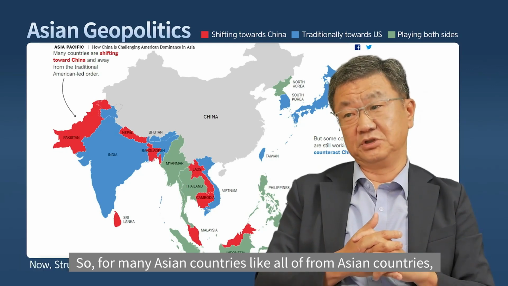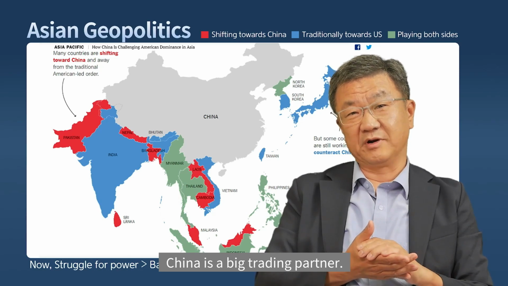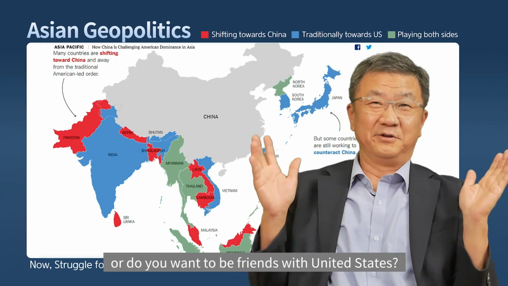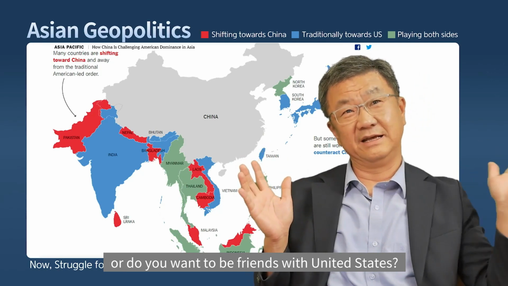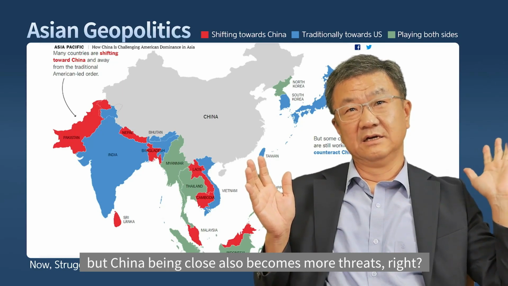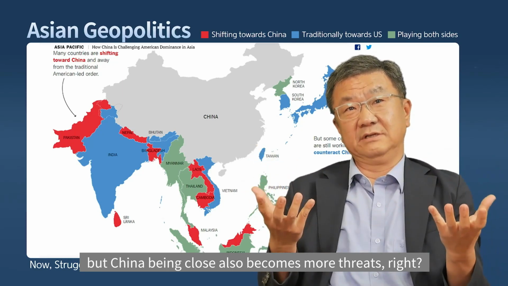So for many Asian countries, like all of you are from Asian countries, China is a big trading partner, but do you want to be friends with China, or do you want to be friends with the United States? The United States may be a little bit more far away, but China being close also becomes more of a threat, right?